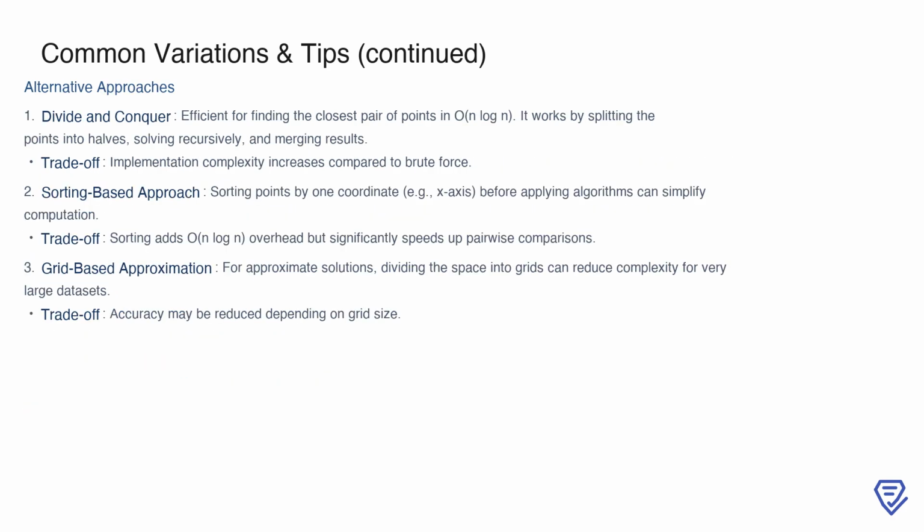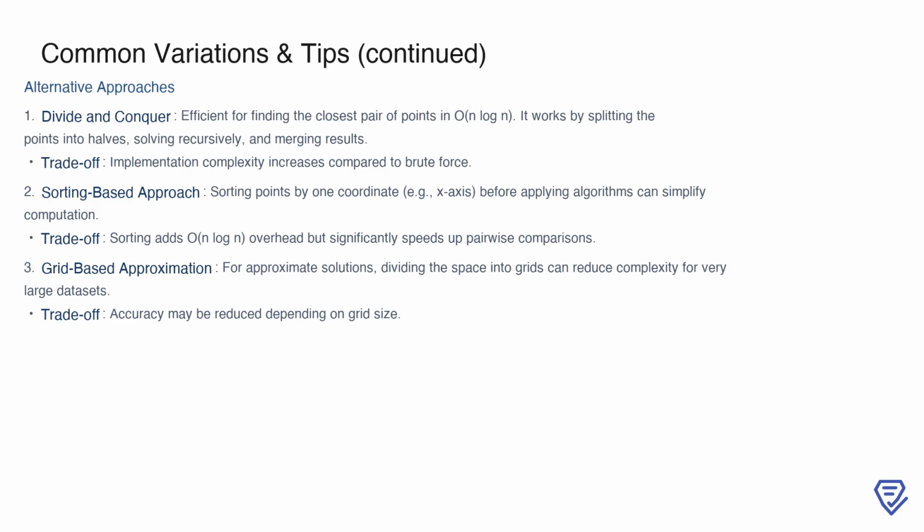Finally, let's explore some alternative approaches to solving distance problems. Divide and conquer is a highly efficient method for finding the closest pair of points in O(n log n) time. This approach involves splitting the points into halves, solving the problem recursively for each half, and then merging the results. While it's powerful, the trade-off is that the implementation can be more complex compared to simpler methods like brute force. Another approach is sorting the points by one coordinate, such as the x-axis, before running your algorithm.